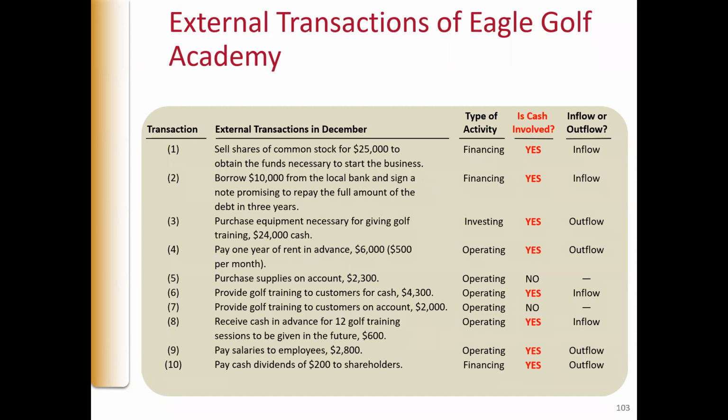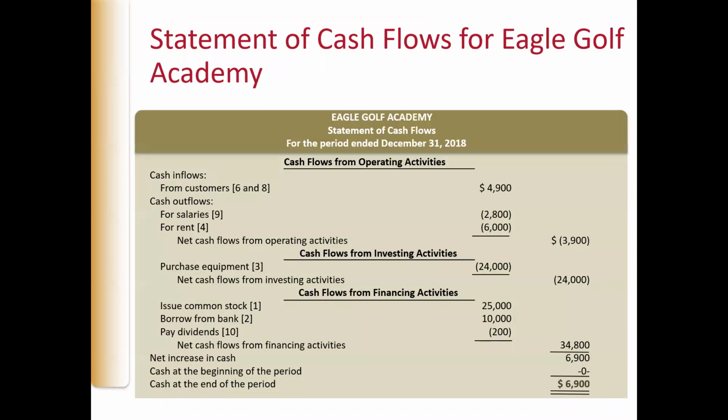When we receive cash in advance for 12 golf training sessions, it's an inflow of cash. When we pay salaries to employees, it's an outflow of cash. When we pay cash dividends of $200 to shareholders, it's an outflow of cash. So, to create the statement of cash flows, we separate those activities.